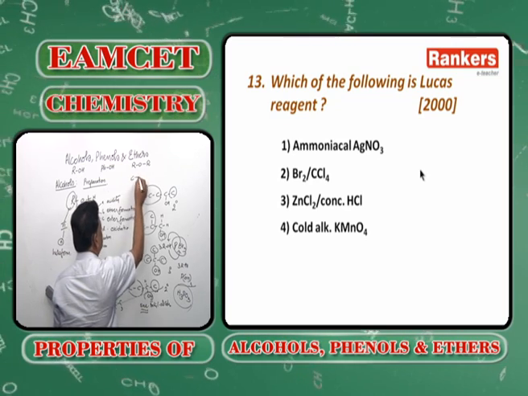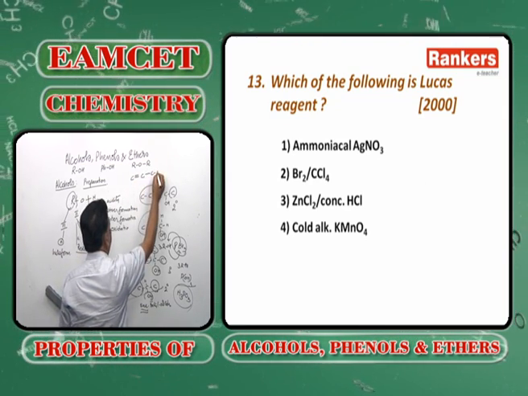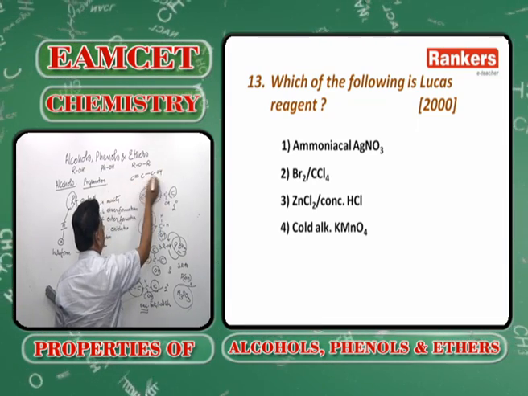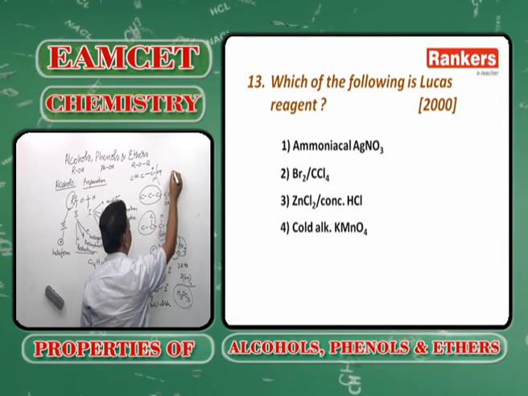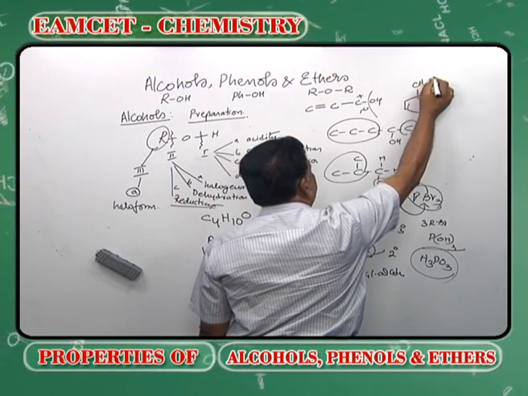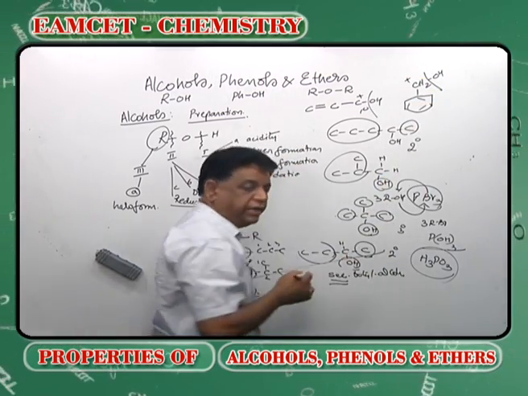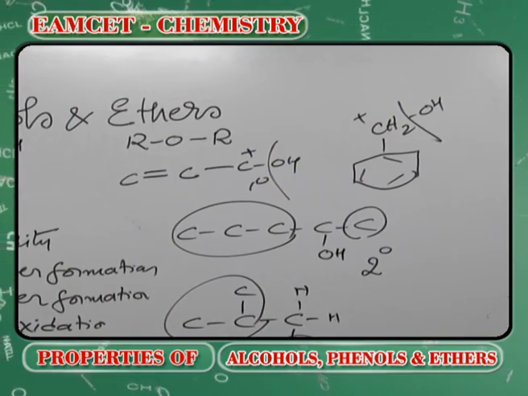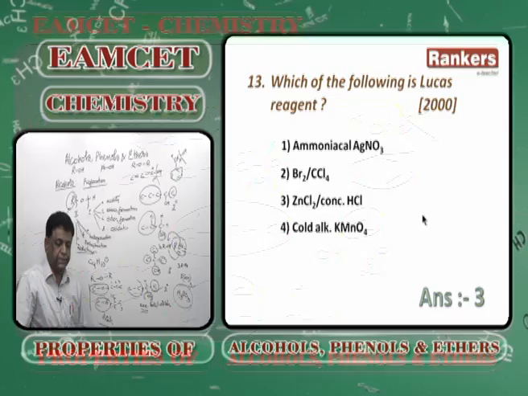There is an exception like allyl alcohol. Allyl alcohol is a 1 degree alcohol but gives a faster reaction because the carbocation undergoes resonance stabilization. Even benzyl alcohol, which is also a 1 degree alcohol, is an exception. Benzyl alcohol gives a benzyl carbocation intermediate, which also gives a faster reaction with the Lucas reagent. These two are the exceptions.